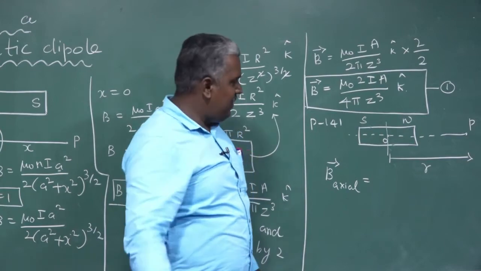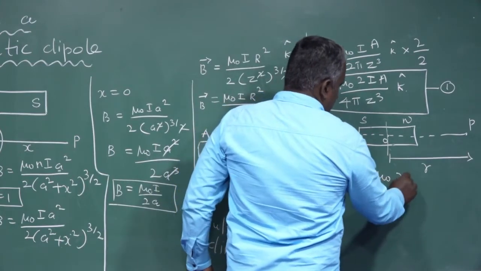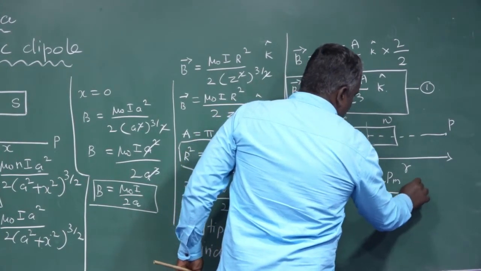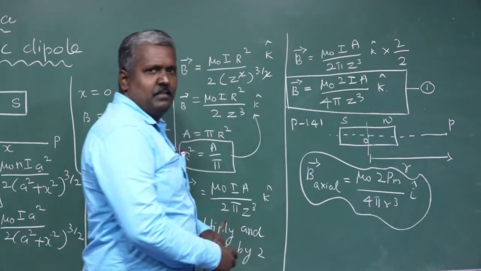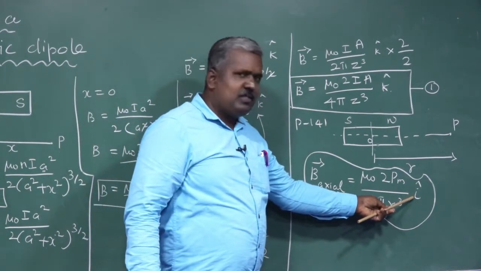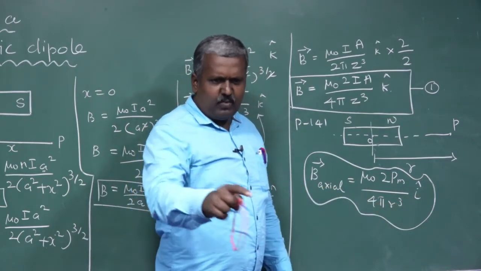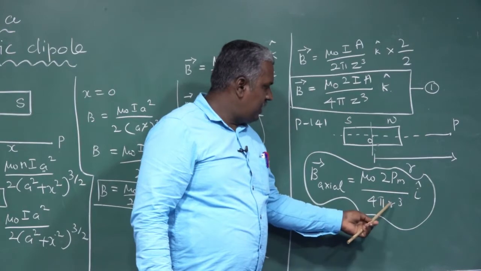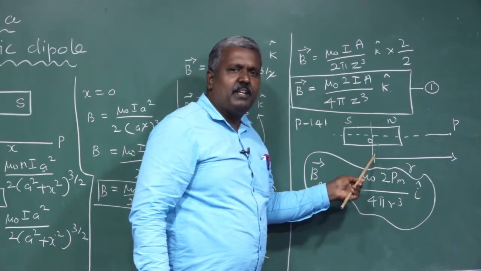I am correct or not? Come and tell me, B axial. Very good: mu naught 2 Pm by 4 pi r cube into I cap. I cap gives us the direction of the magnetic field. Clear? Mu naught, page number 141, new textbook: mu naught 2 Pm by 4 pi r cube. This r is the distance of the point P from the center of the bar magnet.